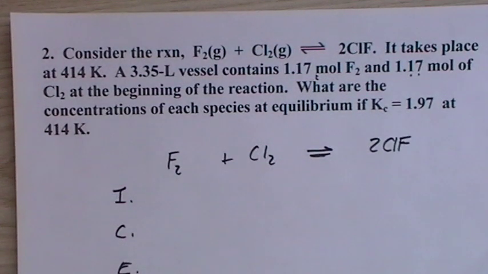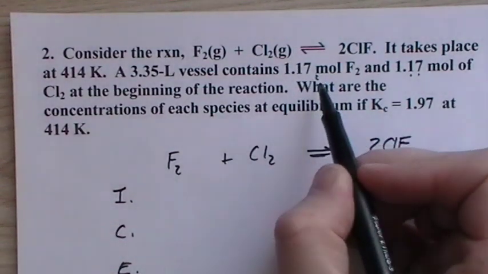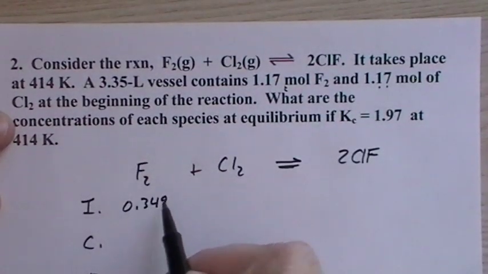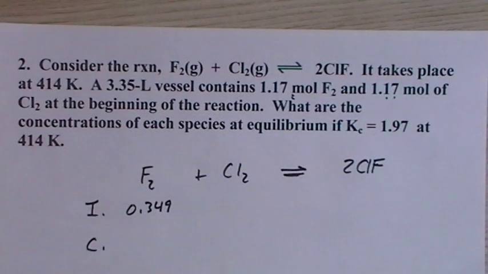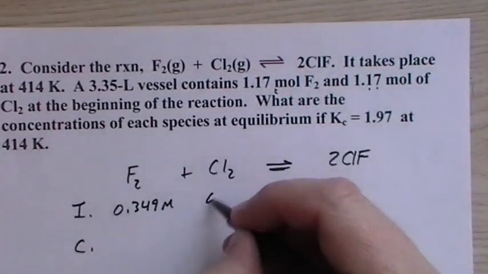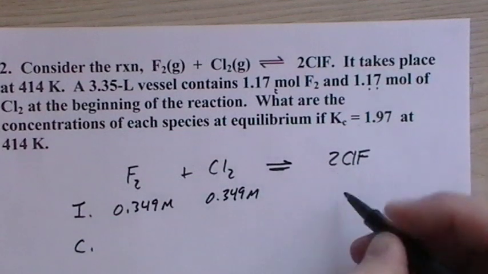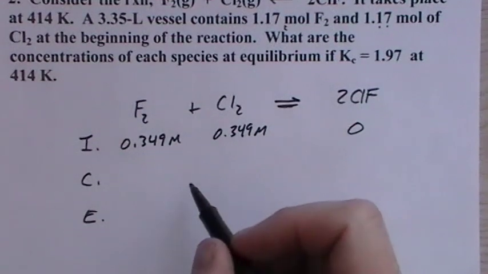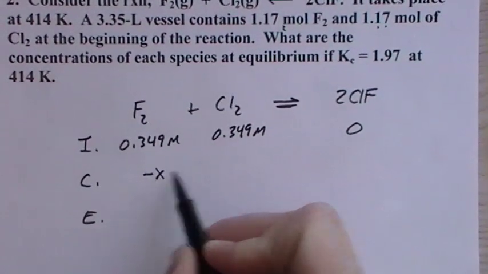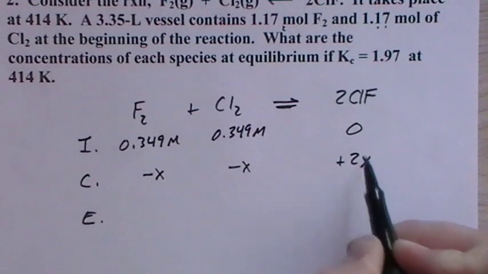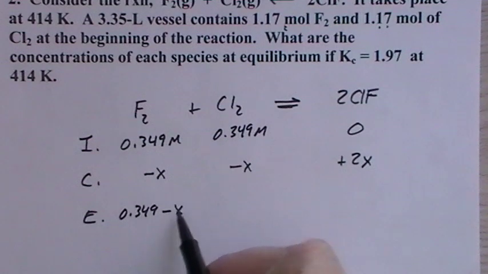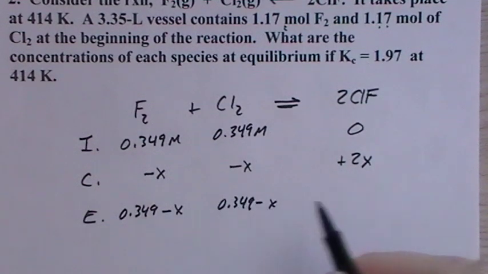Initially we have 1.17 moles divided by 3.35 liters, which gives us 0.349. Let me get my cheat sheet out here so I can just make sure I've got the right numbers. Save me from making some mistakes here. And then now the change is minus x, minus x, plus 2x. Got to get that. And then we have 0.349 minus x, 0.349 minus x, 2x.